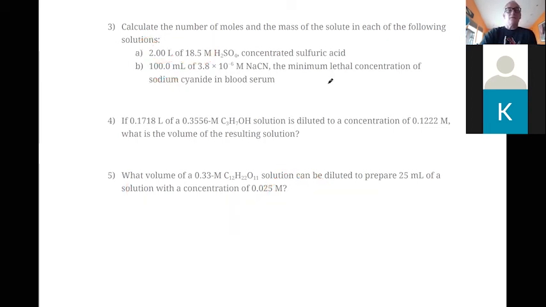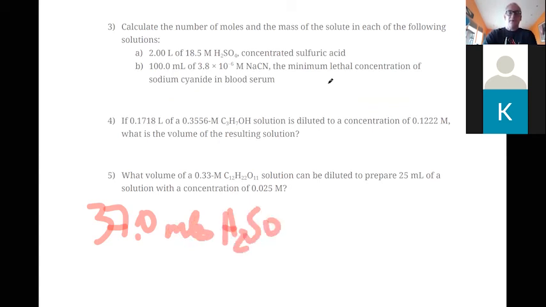All right. And the mass. Sorry. So you've got 37 moles of H2SO4, and they want grams of it. So what's the molar mass of H2SO4?